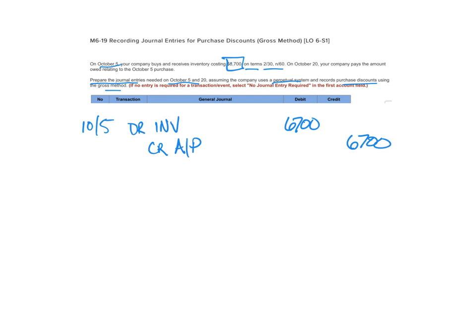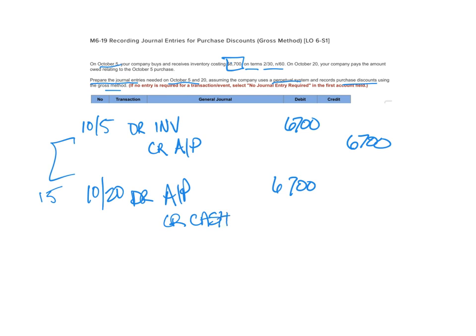It then tells us that on October 20th, so 10/20 is going to be our second journal entry, your company pays the amount owed relating to the October 5th purchase. Well, our terms were 2/30, meaning that if we paid within 30 days, we would get the discount of 2%. Here, it's only been 15 days, so we do get the 2% discount. Our journal entry is going to get rid of accounts payable. So everything that we owed, we're getting rid of. Doesn't mean we're going to pay it all, but we are getting rid of it all. We're also going to credit cash, because we do have to pay something to alleviate this debt. And then our difference is going to go to inventory, reducing the amount of inventory.